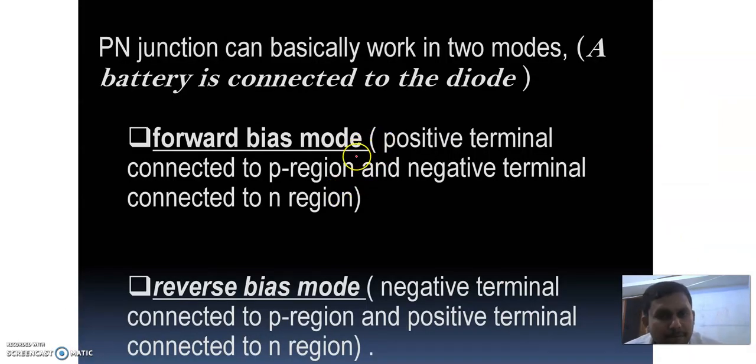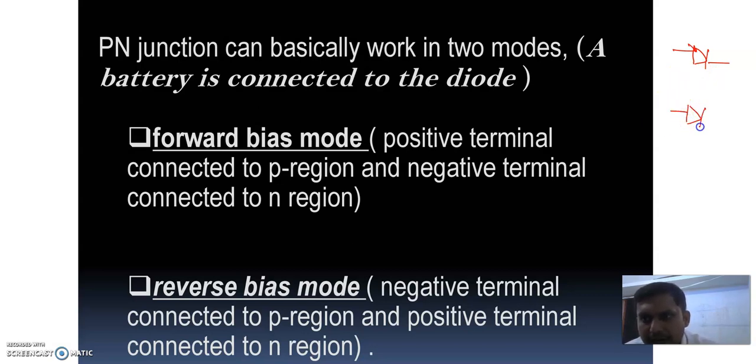Now we can bias the diode in two conditions. First is forward bias and second is reverse bias. If there is no external voltage applied across the diode, then that condition is called an unbiased diode.